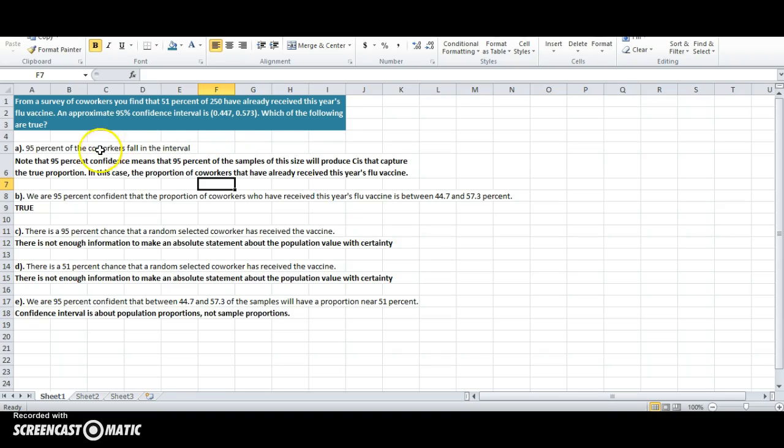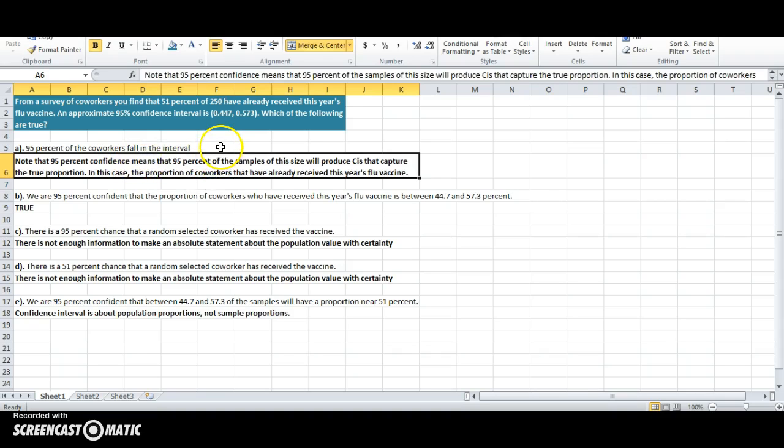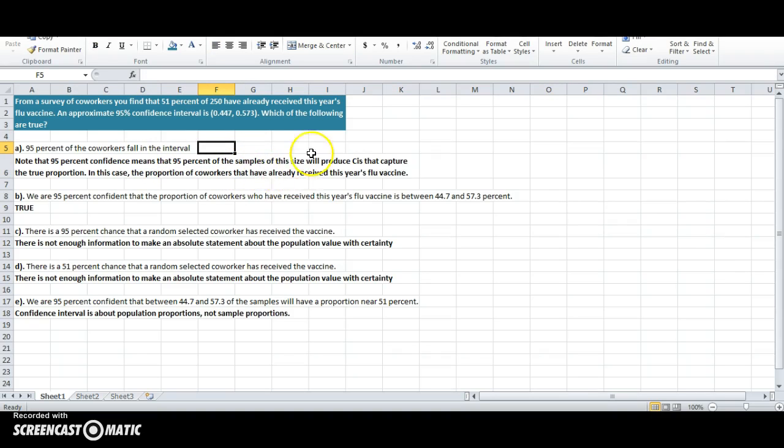So part A. 95% of the coworkers fall in the interval. This is not accurate, and it actually doesn't make sense because remember, when you say 95% confidence, it means that 95% of the samples will fall within the confidence interval. These values right here, that 95% of the sample will be here, and that captures the true proportion. Now the sample proportion's up here, 51 out of 250, and you're trying to ascertain whether or not, with a 95% degree of certainty, if the population is the true proportion. So that's kind of a key distinction. So this statement doesn't make sense and doesn't flow with what's being stated in the question.